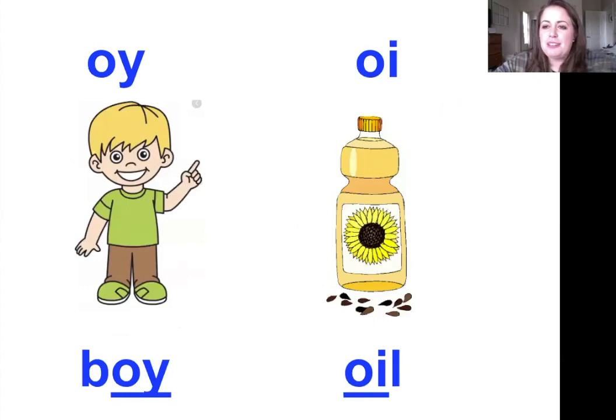Let's begin by reviewing the two patterns we also reviewed last week. The first pattern is the OY pattern, as in the word boy, so it's going to make the oi sound. Let's practice together. OY, boy, oi. Excellent. One more time. OY, boy, oi.